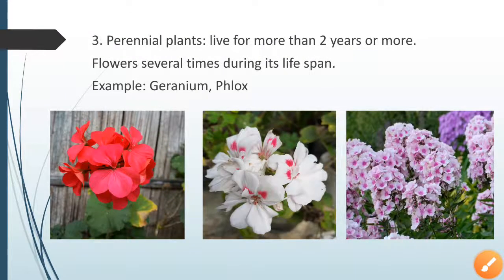Next, the perennial plants are those plants which live for more than two years. They flower several times during their life cycle. It will give flowers several times. Example, the geranium and phlox and many other flowering plants that you plant around your home. Here, in some of the diagrams, the geranium and the phlox are shown.